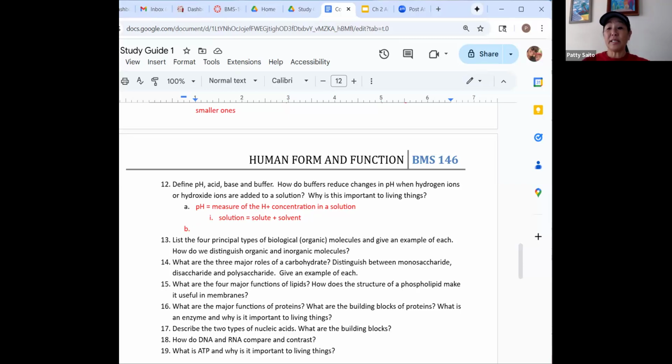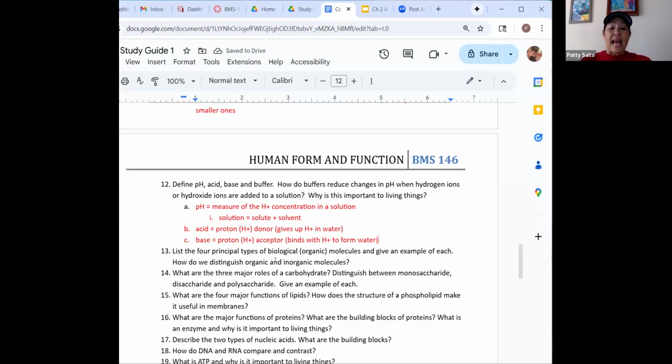So terms that we use in terms of pH, one is acid and one is base. Let's take a look at what those are. You've probably all heard these terms, but what do they mean? An acid is a proton or hydrogen ion donor. So it gives up hydrogen ions. If you take something and put it in water and it gives off hydrogen ions, it's an acid. Whereas a base is a proton or hydrogen ion acceptor. In other words, when you put it in water, it binds to hydrogen ions.